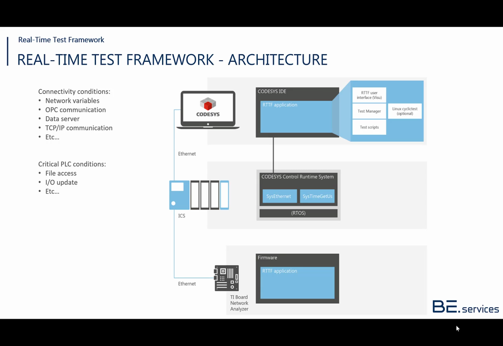The system allows testing the real-time performance of the ICS: the CODESYS task jitter, jitter on the Ethernet communication, and optionally, Linux thread latency. All these in different running conditions for connectivity and for typical but critical controller running conditions.